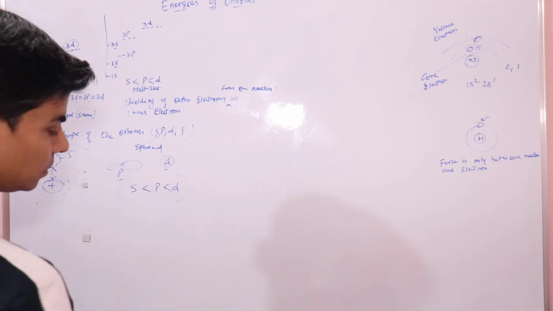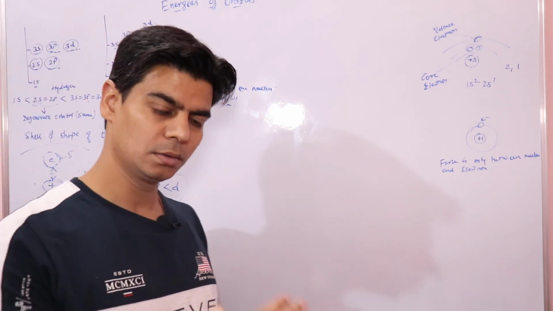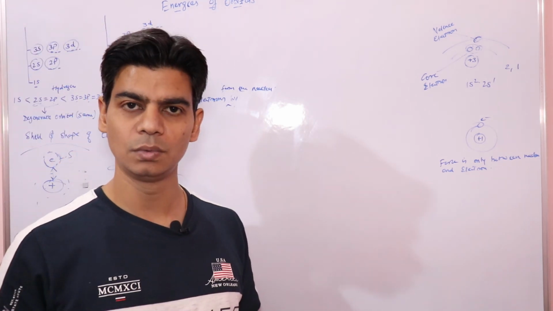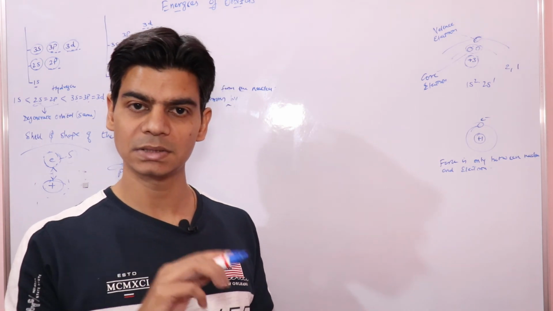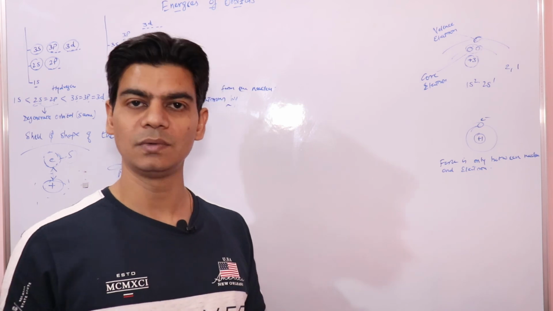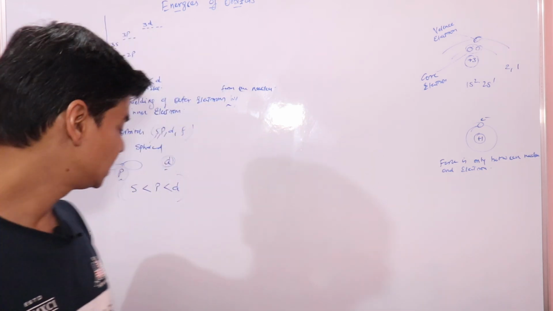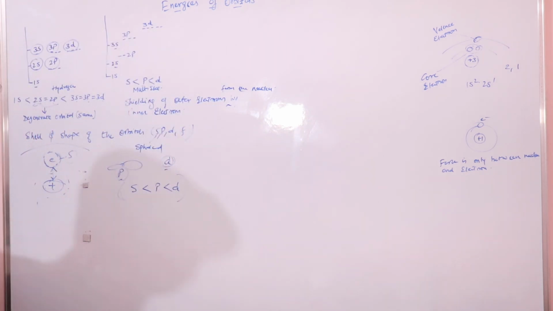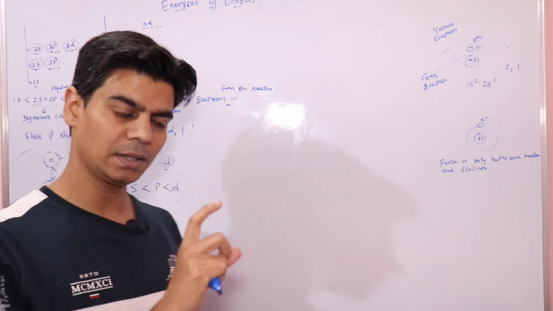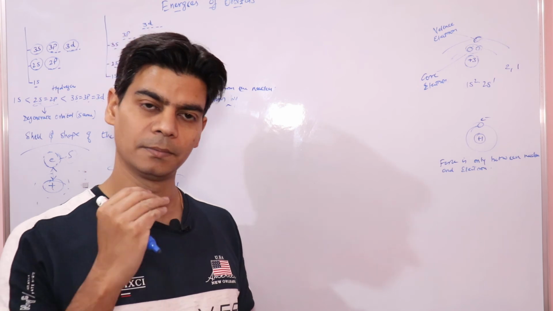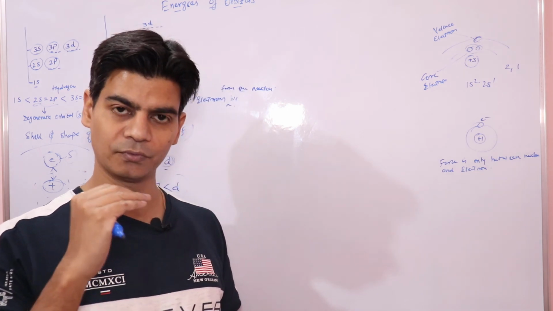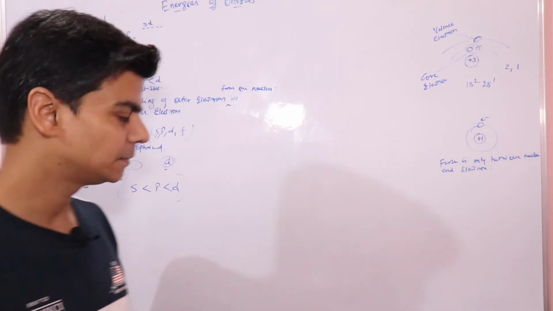You just have to remember one thing: the closer the electrons are to the nucleus, the more their interaction with the nucleus, since this shielding is nothing but the interaction with the nucleus. So s electrons are close to the nucleus, and that is the reason they exert the maximum shielding effect on the outer electrons, right?